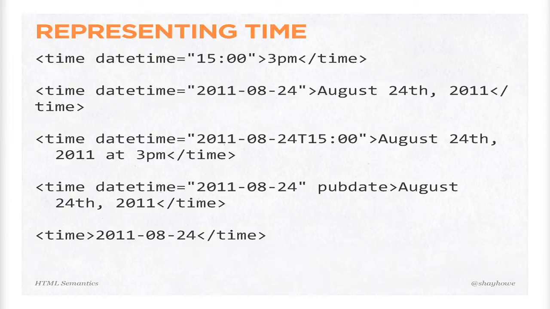And how this looks is year, month, date, T, then hours, minutes, and seconds. And you can sort of see it if you're just dealing with the time, like in the first example, 3 o'clock is 1500. And so forth. You can work your way down. The very last example doesn't have a datetime attribute because it's actually already in that format that we're looking for. So we don't have to repeat that. Browsers will pick that up and they can sort of parse that automatically. They don't need that reinforcement, so to speak.